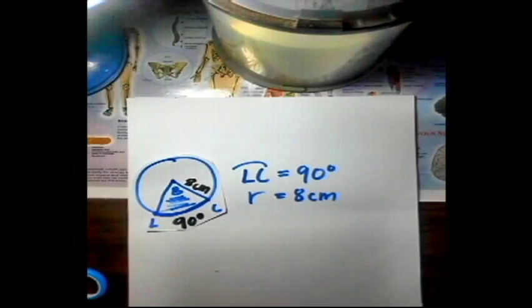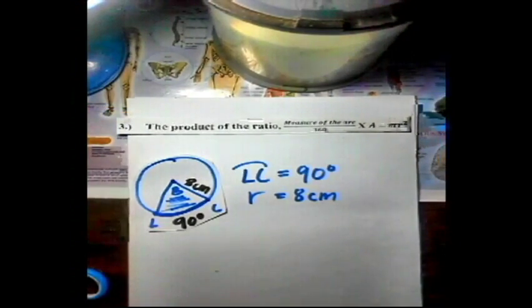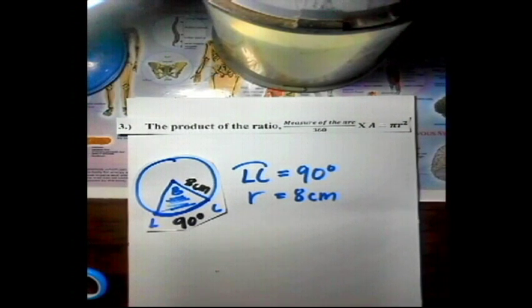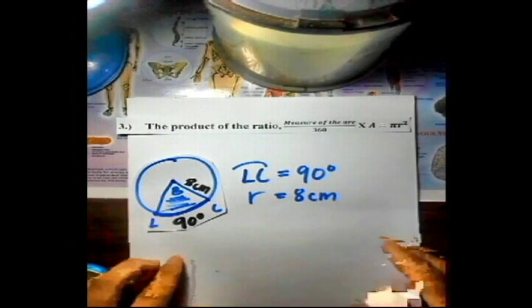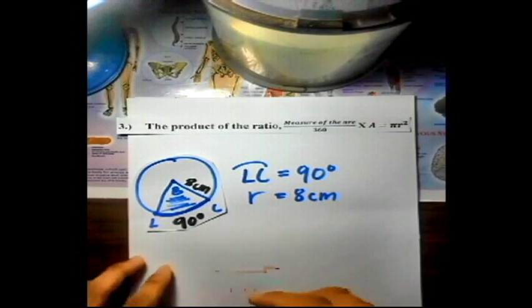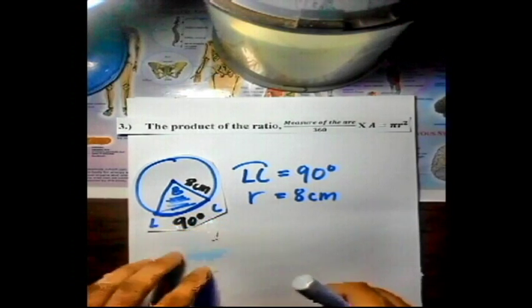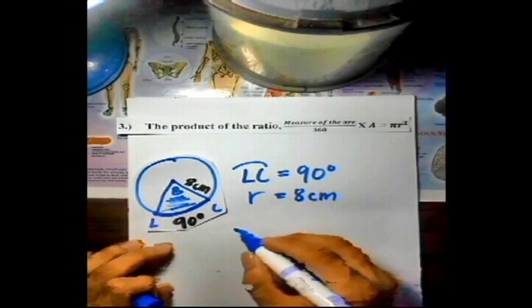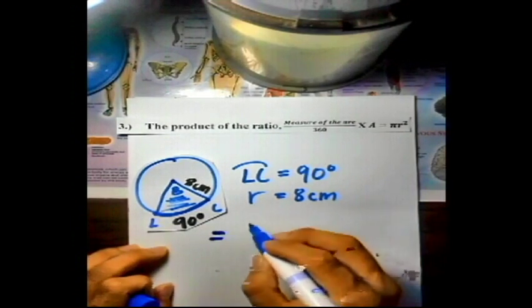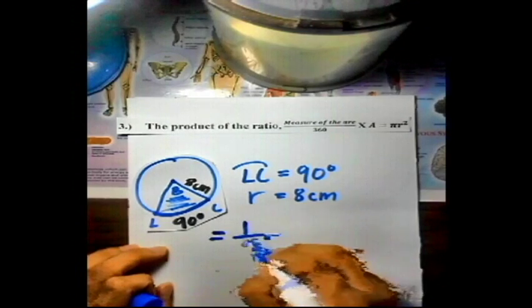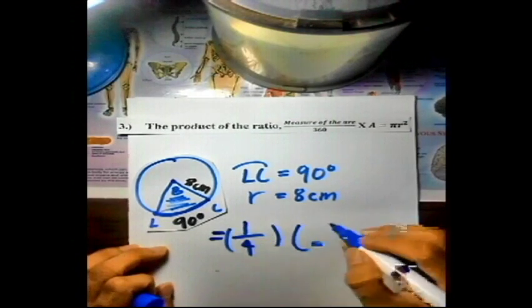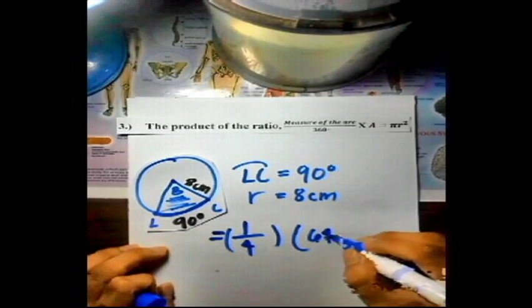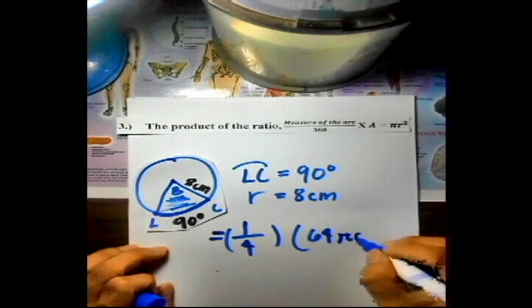Now with our third step, that is to get the product of the ratio, the measure of the arc divided by 360, and the area of the circle. Basically, the third step is a combination of the first step and the second step. The measure of the arc divided by 360 is the first step, and the area of the circle is the second step. We got 1 divided by 4 from our first step, and 64 pi centimeters squared from our second step.